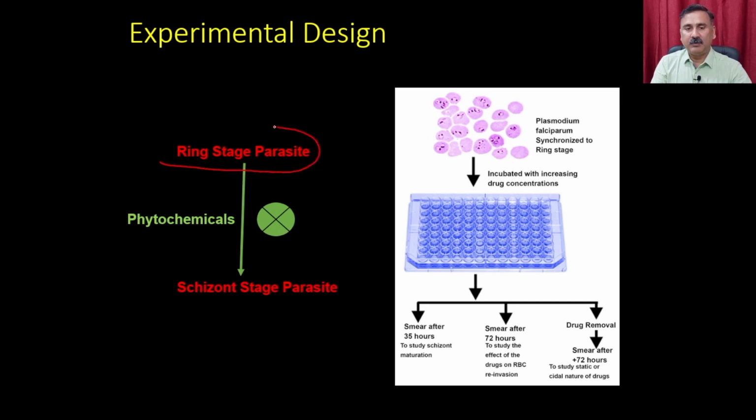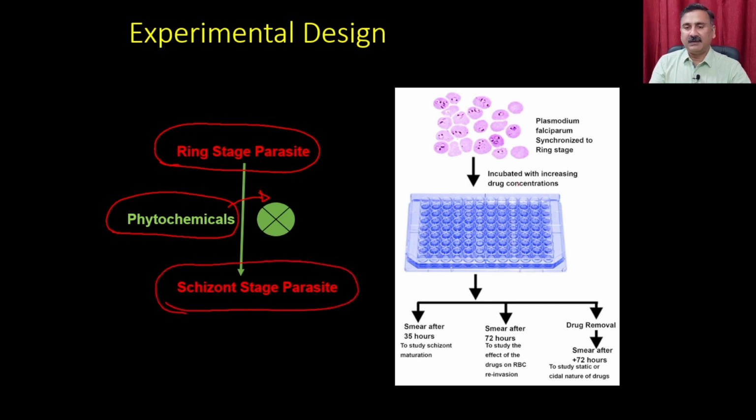You are actually going to take the ring stage parasite and treat it with the phytochemicals, expecting that the phytochemicals are going to interfere with some of the enzymes present in the ring stage parasite, and that's how it is not going to allow the ring stage parasite to form the schizont stage parasite. So these are the things that you have.